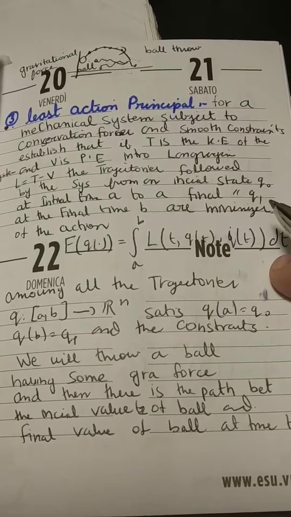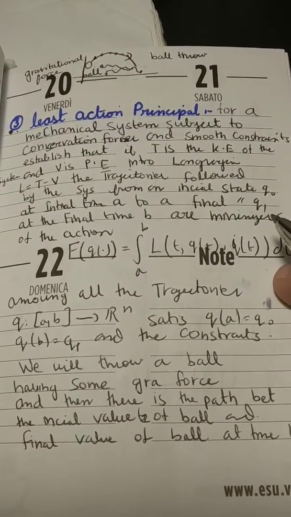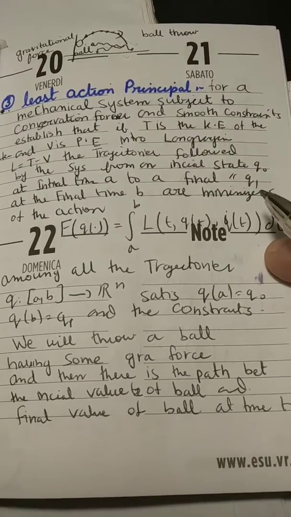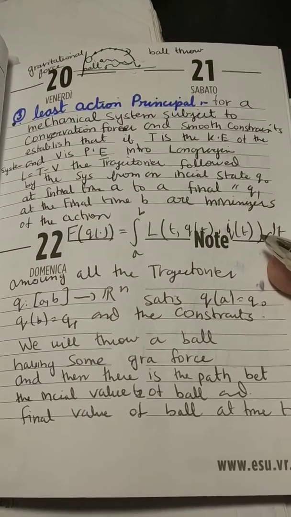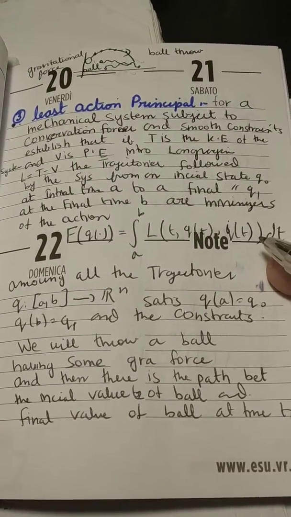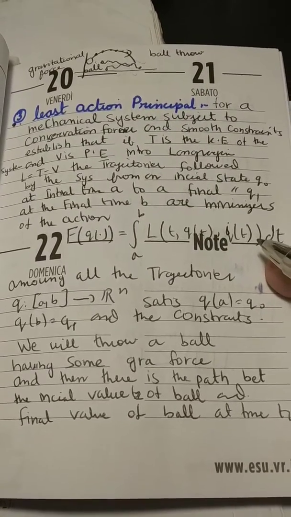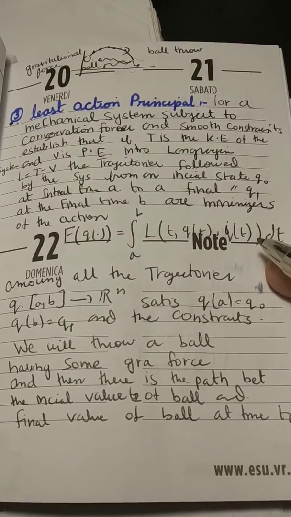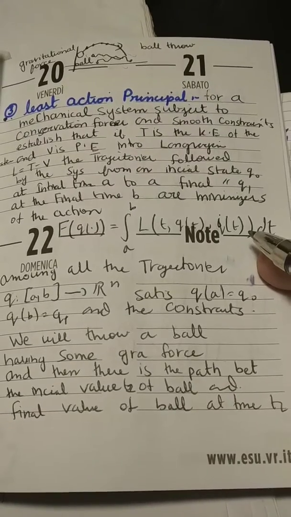Then Q is a function from the interval [A, B] to n-dimensional R space, such that Q(A) is equal to Q0 and Q(B) is equal to Q1, and the constraints. We will throw a ball having some gravitational force, and then there is a path between the initial position of the ball and the final position of the ball at time t2.